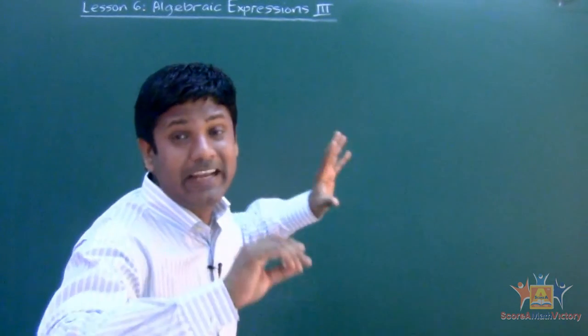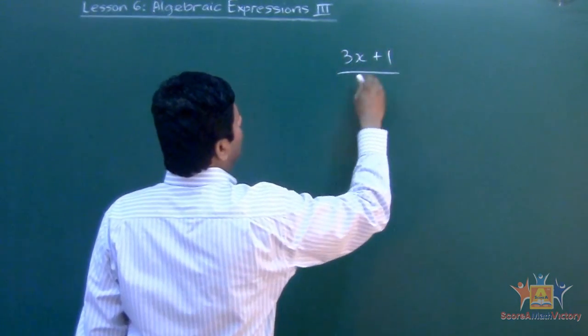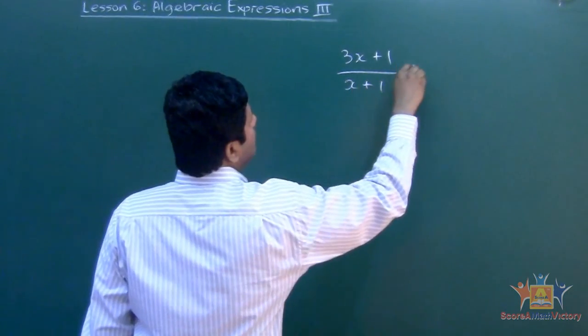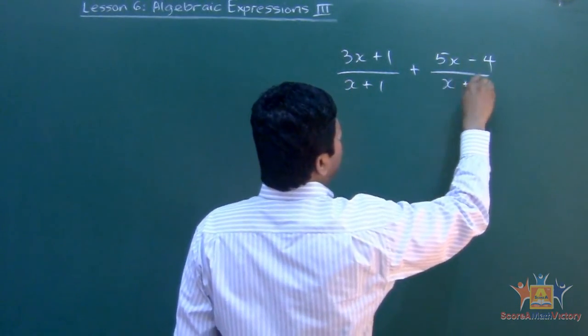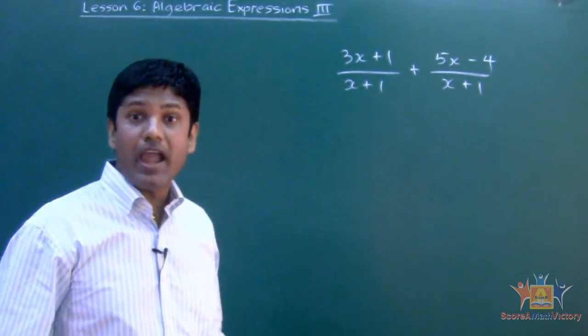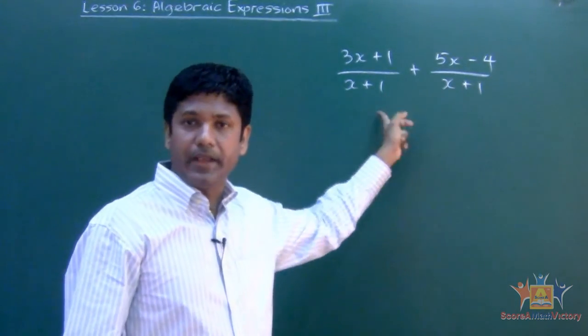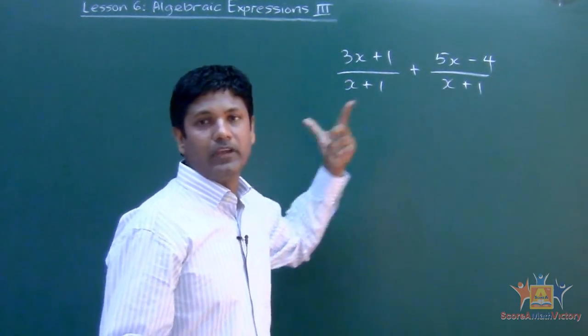Alright, my dear students. Now let's say, for example, I give you (3x + 2) over (x + 1) plus (5x - 4) over (x + 1). Can I add this? Definitely yes. Why? They both are common: x plus 1, x plus 1. Doesn't matter. See that? They are common. So I can combine them.